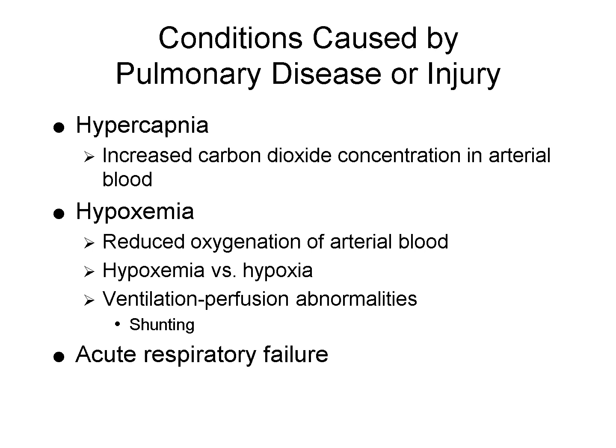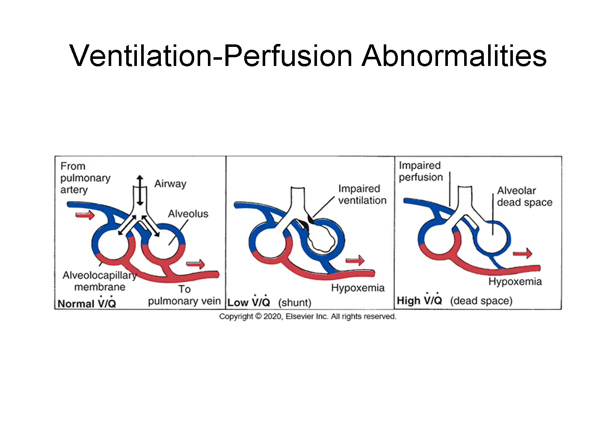Pulmonary disease or injury can lead to both carbon dioxide retention and oxygen deprivation. Hypercapnia refers to an increase in carbon dioxide in the arterial blood, often resulting from hypoventilation. Hypoxemia is a reduction in the oxygen content of arterial blood and can result from ventilation-perfusion mismatch, diffusion problems, or shunting. When oxygen levels are low throughout body tissues, the condition is called hypoxia, which may or may not occur with hypoxemia. One of the most critical causes of hypoxemia is a mismatch between ventilation and perfusion.